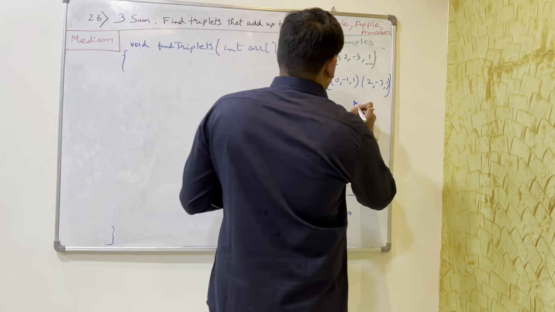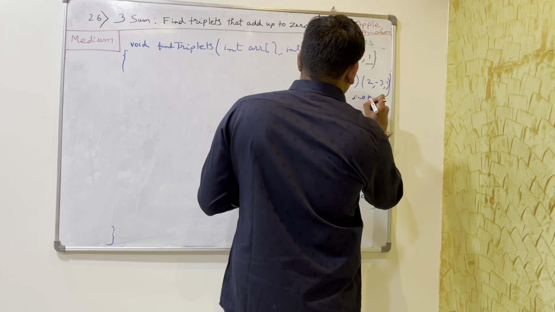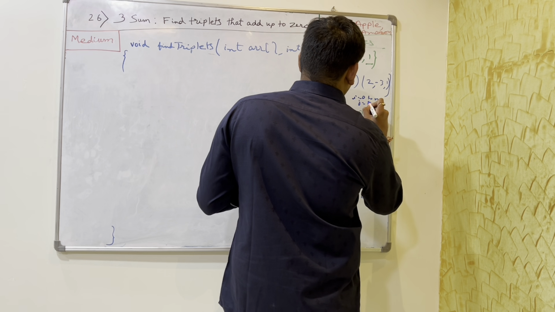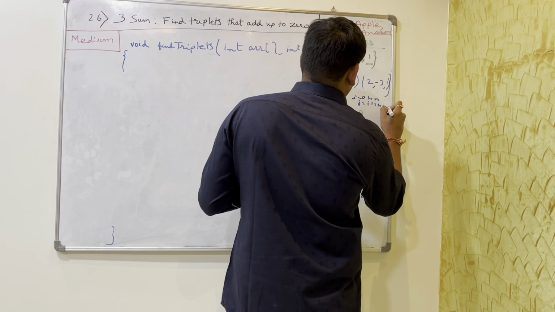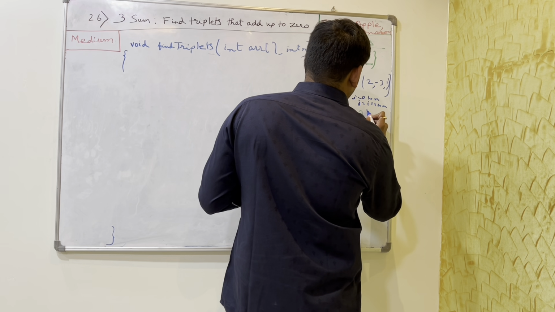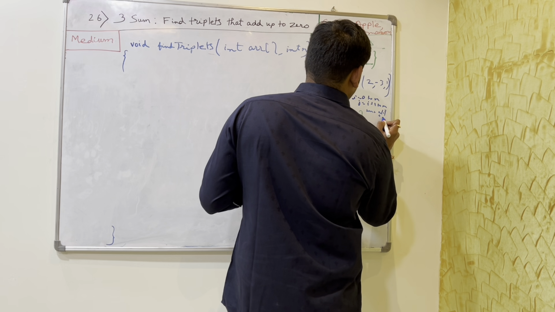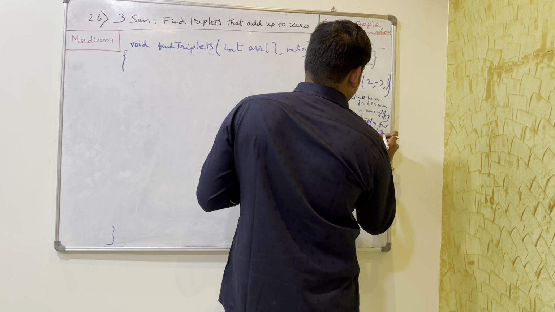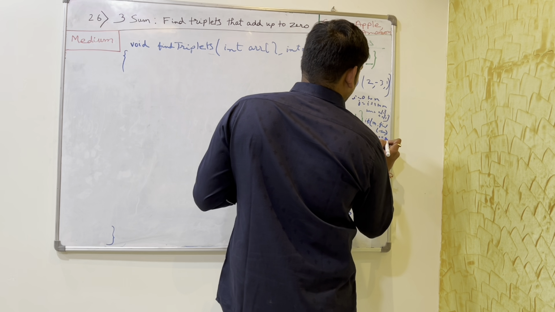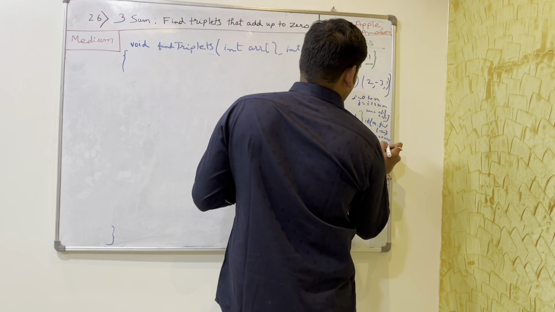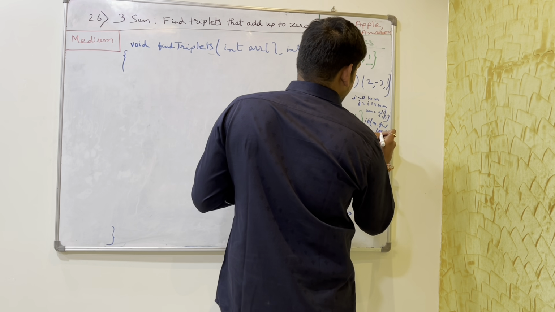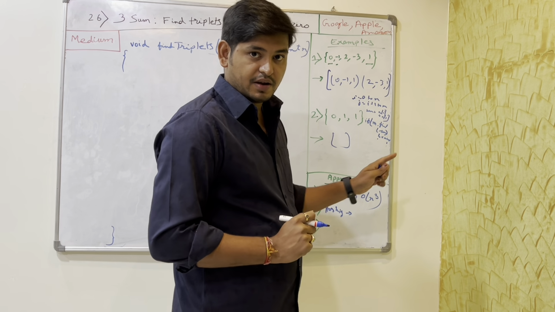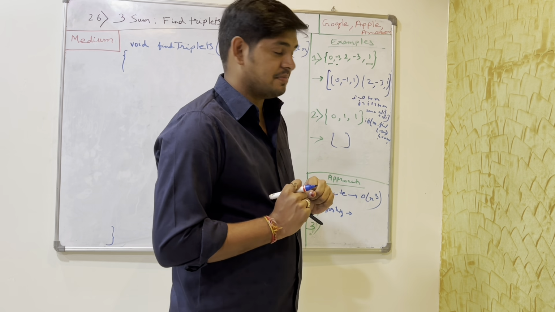That means we have i equal to 0 to n, j equal to i plus 1 to n, right? So the sum will be ai plus aj, and in our map, say m, if m.find(-sum) is not equal to m.end(), that means we have the number minus sum in our map. What does this mean?